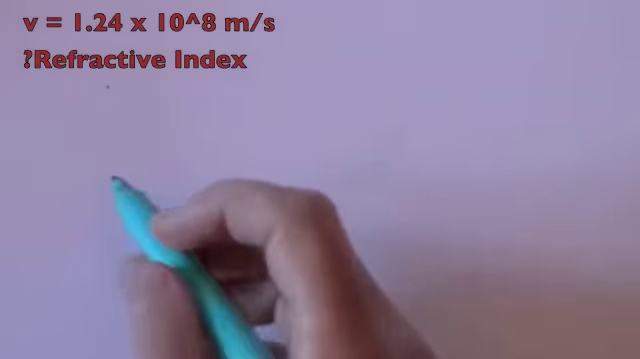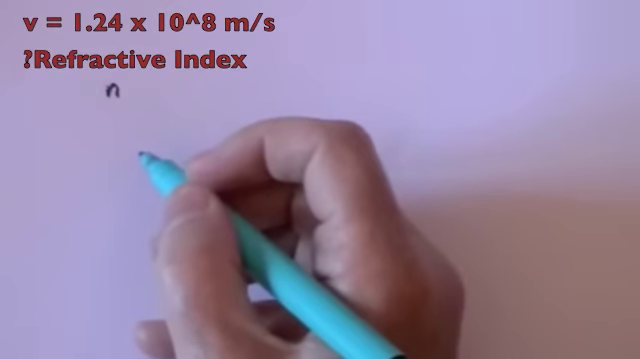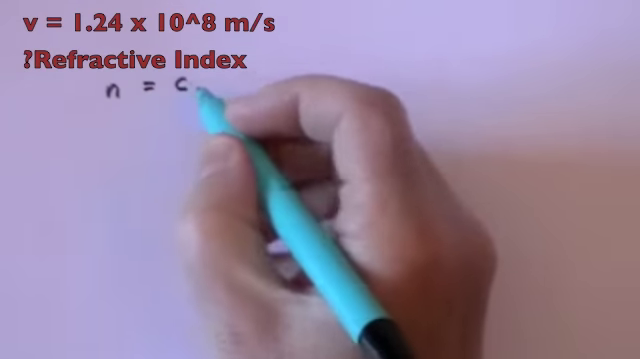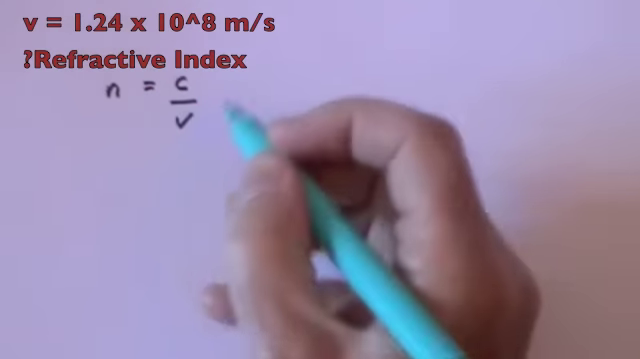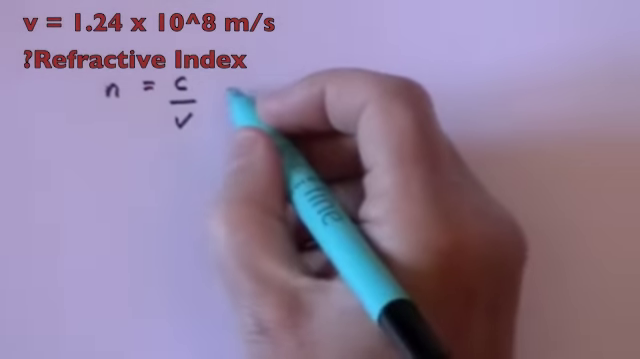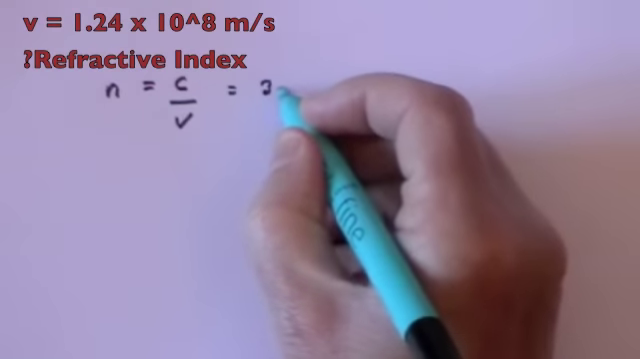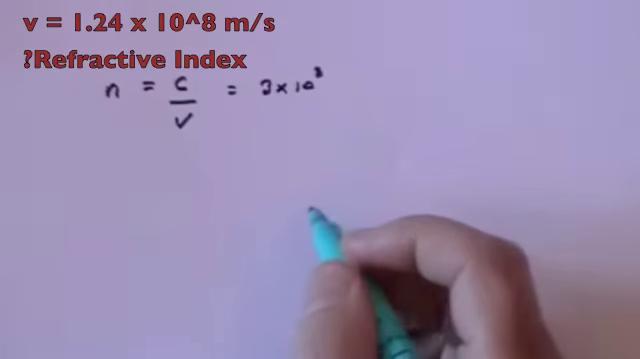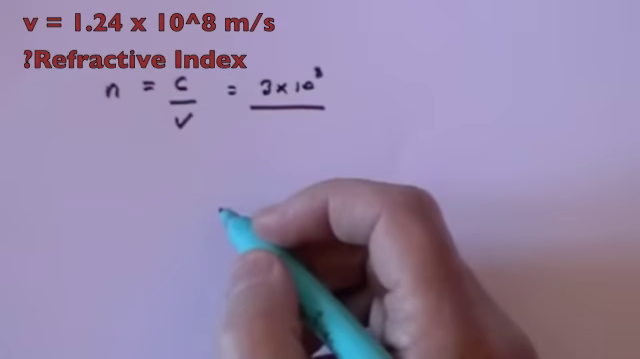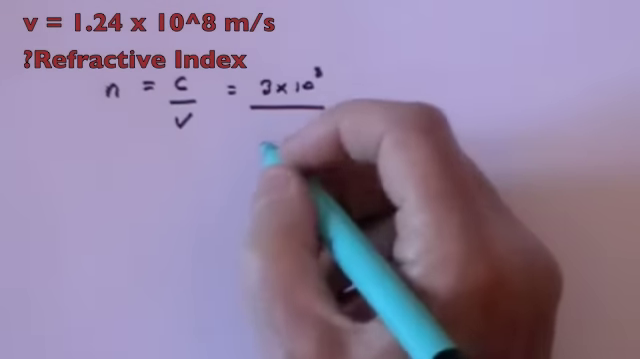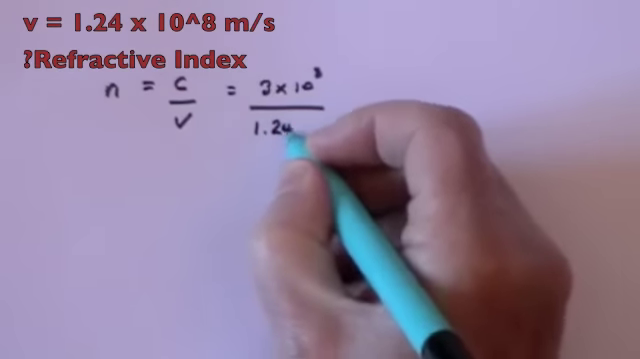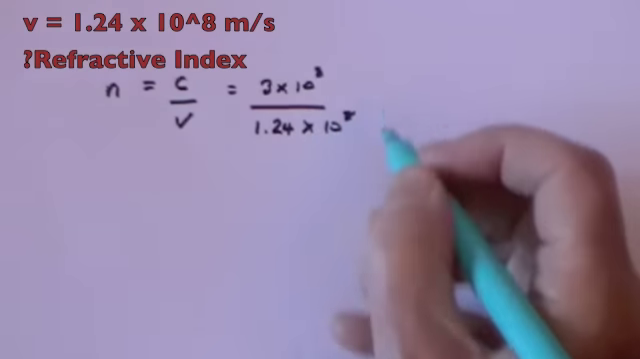Question 1. The speed of light in a particular material is 1.24 times 10 to the 8 meters per second. What is the refractive index of that material? Well, here we just need to note that the refractive index of any material is equal to the speed of light in a vacuum divided by the speed of light in that material. We shall always say that the speed of light in a vacuum is 3 times 10 to the 8 meters per second, and we've just been told that the speed of light in this particular material is 1.24 times 10 to the 8 meters per second.